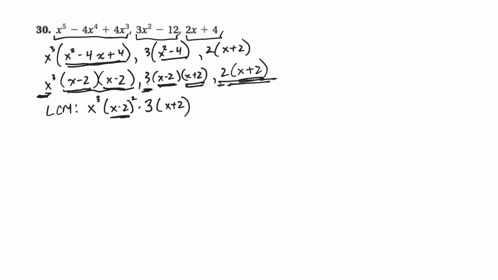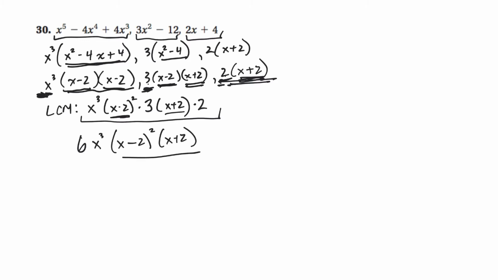Okay, looking at the last expression, that has a 2. There's only 1 2 here, there's none there, and there's none out front. So I needed to have just 1 2. And x plus 2's, I've already found the winner there. So this would be my lowest common multiple. I'd probably rewrite it so the 3 times 2, I'd make that a 6. And then I'd have my x cubed, and then my x minus 2 squared, and an x plus 2. That's probably how I'd rewrite my lowest common multiple. Okay, hopefully that's helping you get the idea of the lowest common multiples.